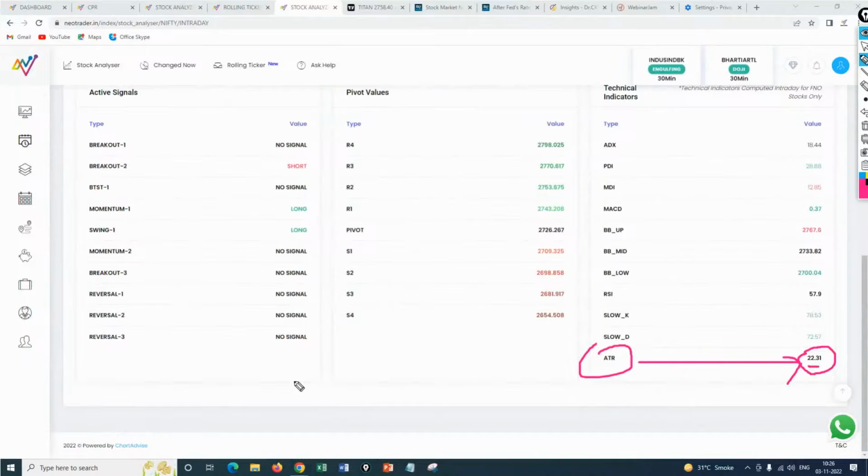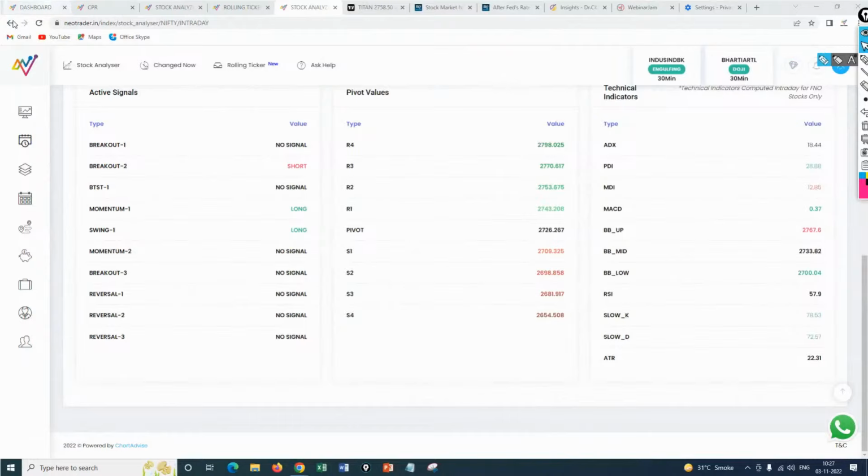Okay, so 2754 plus 44, which is around 2800, can be your target, and you can keep around 2730, which is 22 rupees below your entry, as your stop loss. So you will get a 1:2 sort of risk reward. Both these methods you can use, and both are pretty easy. Actually, this ATR method is one of the easiest methods for you guys to find out a stop loss, and you will always be able to get a stop loss for any trade at any point. Okay, so I hope you guys understood how to find targets and stop loss.